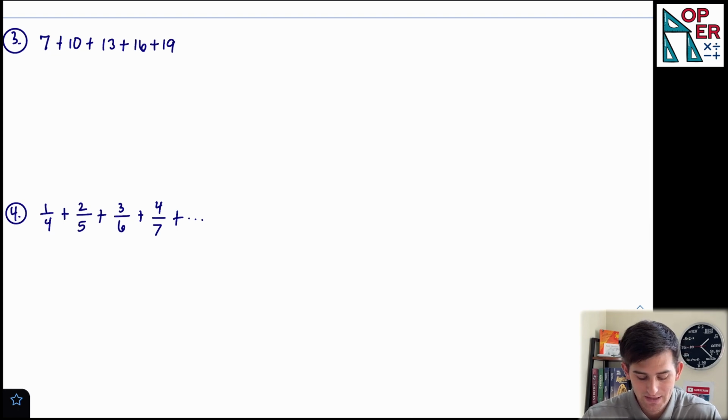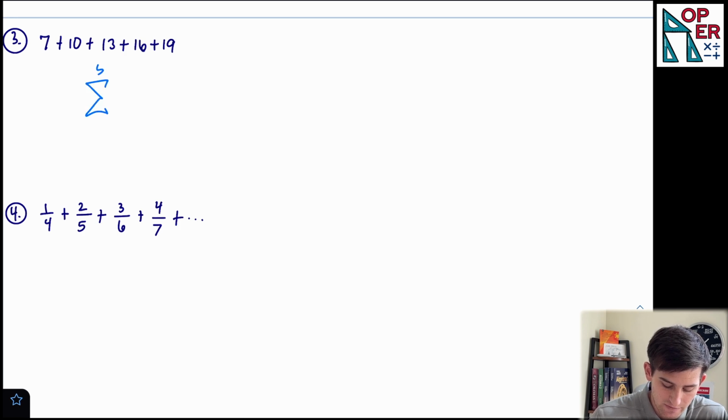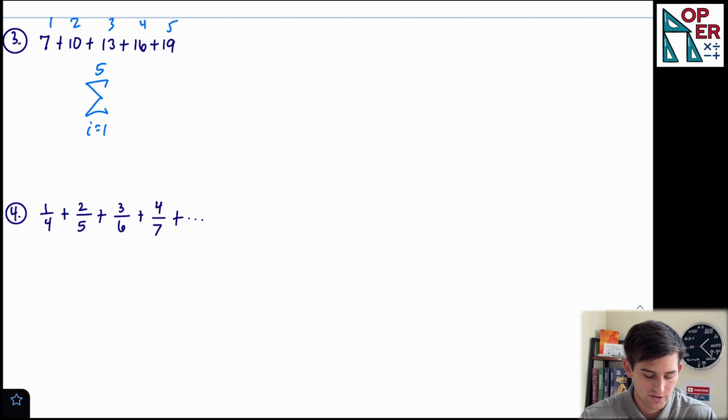All right, number 3. 7, 10, 13, 16, 19. We have 5 terms and it appears to end, right? So we're going to draw our sigma. We're going to put a 5 at the top and we're going to begin with 1. So 5 because we have 1, 2, 3, 4, and 5 terms. Okay, now let's look at our terms and see how we could arrive at these numbers.